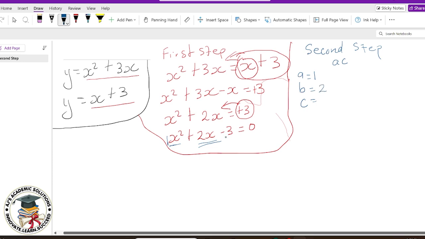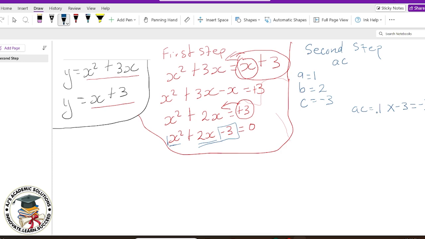And then for c, it's going to be the number by itself. So this is the number here by itself. So this is minus 3. So what AC means is we're going to multiply A, which is 1, times C, which is minus 3. So we have negative 3 as our solution. Now, as I've been advising my students, just make use of your calculator when it comes to working with negative and positive numbers, because some persons still don't understand it properly. So you just use your calculator. So we have 1 times negative 3, which is negative 3.